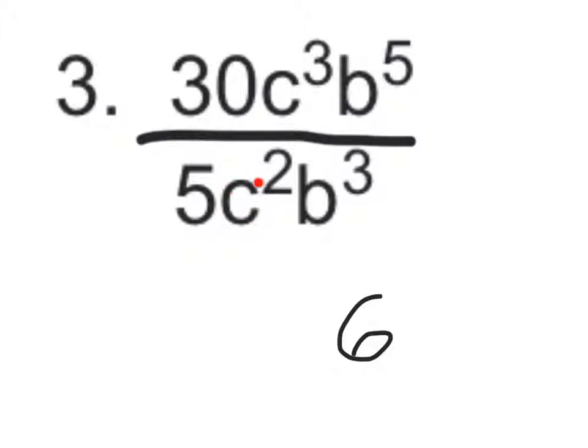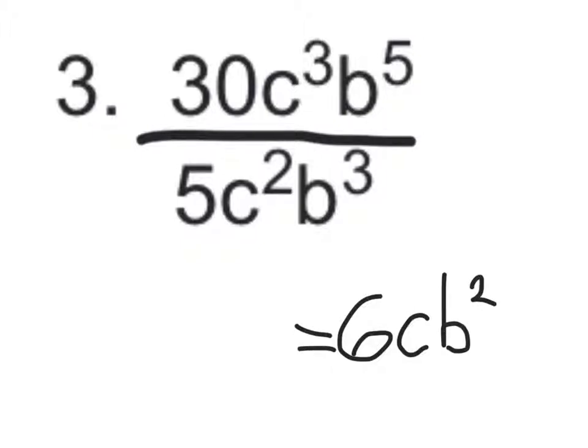We've got C on the top and the bottom, and because we're dividing, we subtract the index. 3 subtract 2 is 1, so that would be C to the power of 1. But whenever it's to the power of 1, we don't actually have to write it, so it could just be C there. We haven't quite finished because we've got b's here as well. B to the power of 5 divided by b cubed. Again, we're going to take away the indices, and 5 subtract 3 is 2, so we're left with b to the power of 2, b squared. So that is our answer.